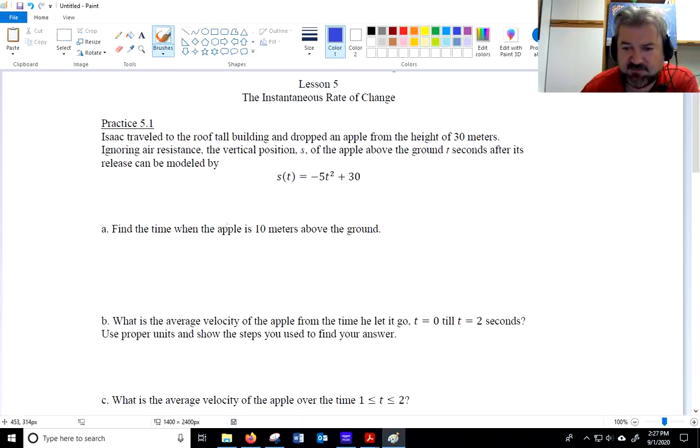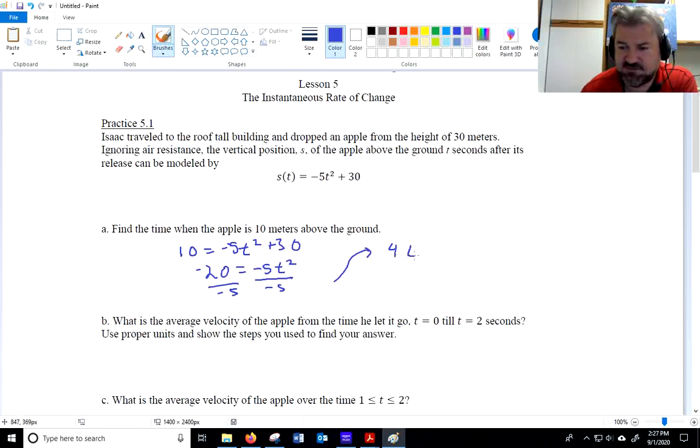So to find the time when the apple is 10 meters above the ground, I'll simply put a 10 in here, and I'll solve for t. So I get negative 20 is equal to negative 5t squared. And I'll divide both sides by negative 5. So that gives me 4 equals t squared. And I'll take the square root of each side. We'll say the answer is plus or minus 2. But we can't have a negative time, so the answer is simply 2 seconds.